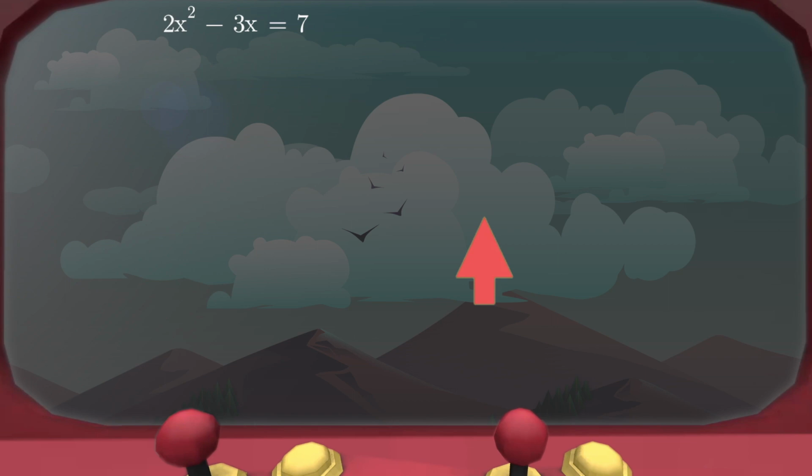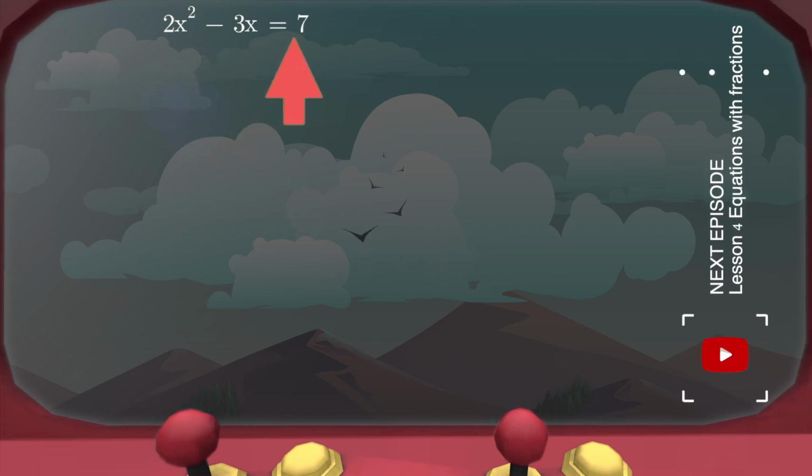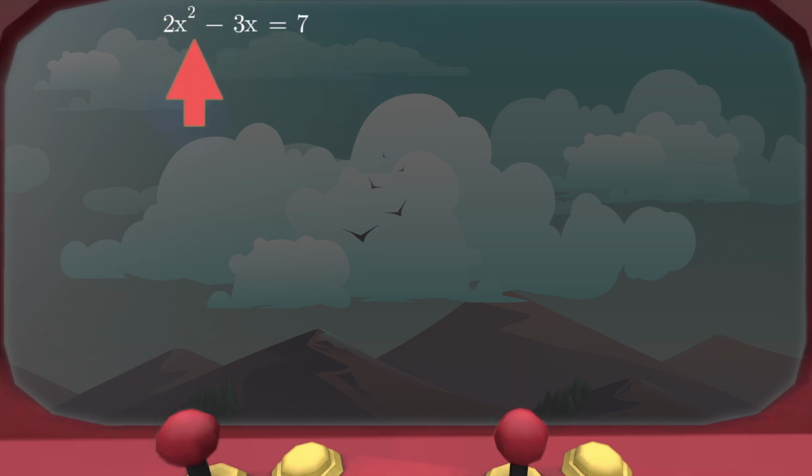Now, in this example, they give us a quadratic equation and we want to solve it by completing the square. The difference with this example is, however, that we always have to make sure that the coefficient in front of the x squared is a positive 1. This is not a positive 1. This is a 2. So what are we going to do?